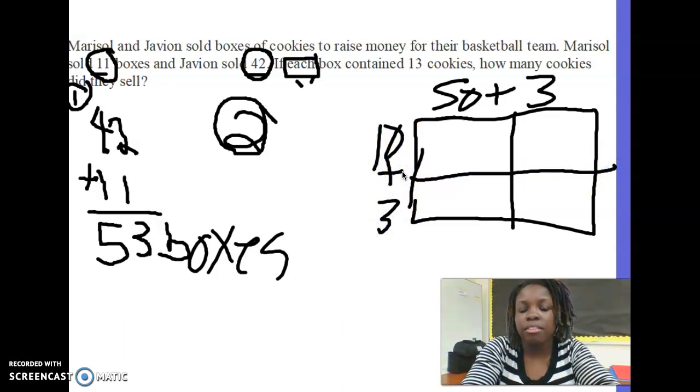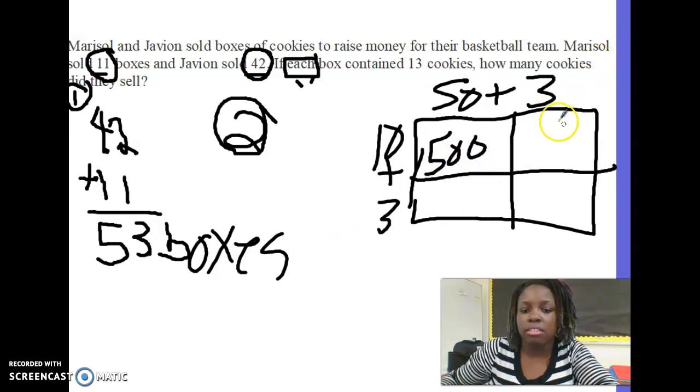So I know 50 times 10. What is 50 times 10? Good, 500. This box is 10 times 3. 10 times 3 is 30. This box, what multiplication problem goes in this box? Good, 50 times 30, which is 150. And then 3 times 3 is 9.